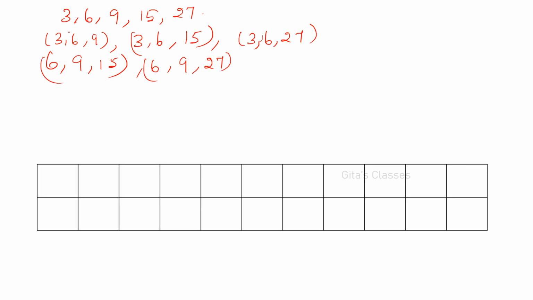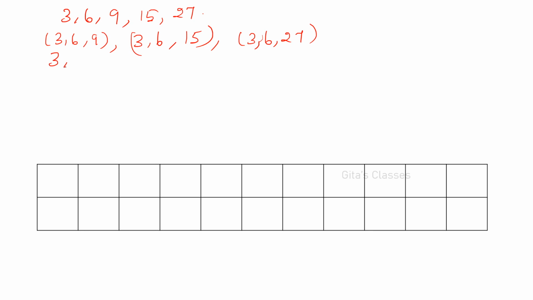Now, next is 6. So 6, 9, you replace 3. I am not keeping it back. So 6, 9, 15, 6, 9, 27. What will be the next value then? Wait. With the 3 also we can have some more values. So 3, 6, 9, 3, 6, 15, 3, 6, 27.